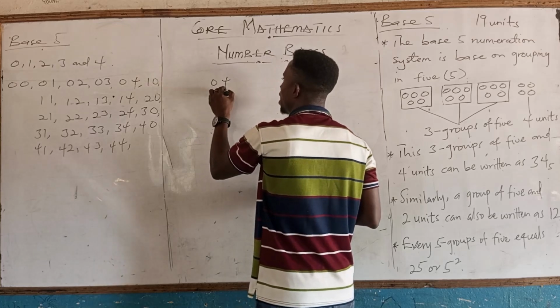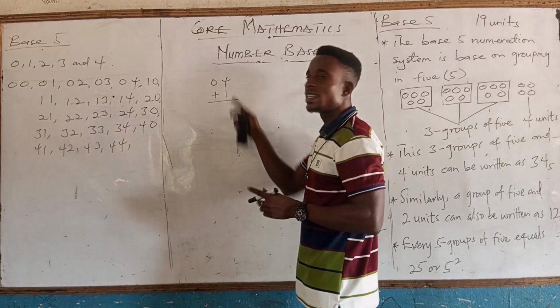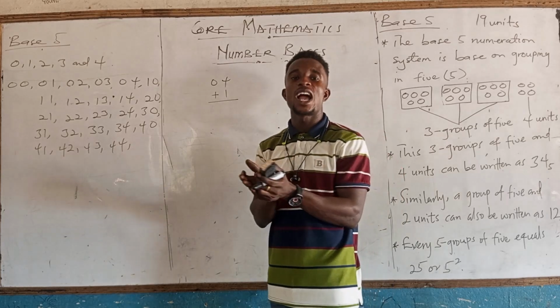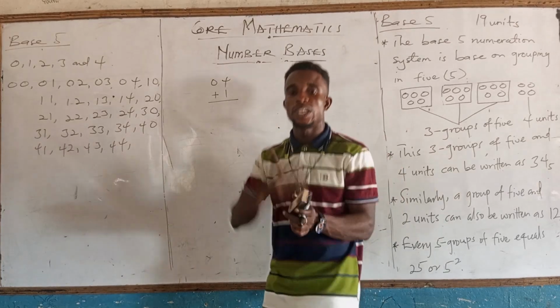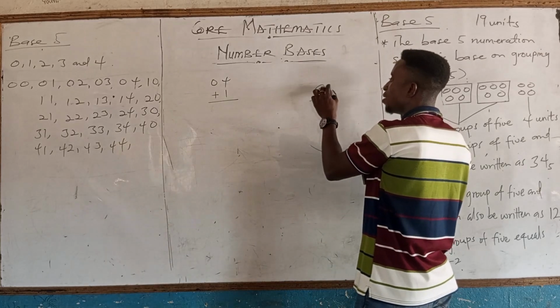0, 4 plus 1, because we are adding 1. So immediately we add 1 to this, it gets us what? 5. And when it gets to 5, we are having the bundle. Are we getting that? So it proceeds. So when we have 5 and we have the bundle, it is proceeding.